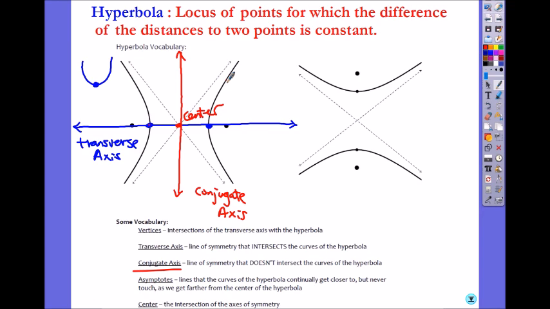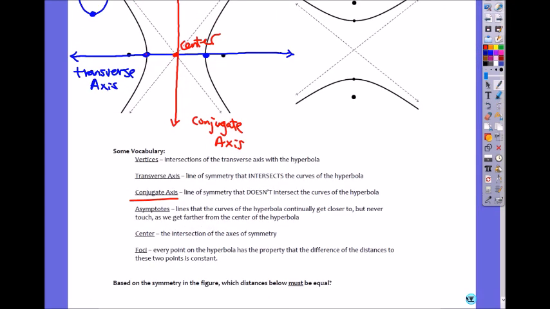And what's the center? Again, the center is where all these lines intersect. Where the asymptotes intersect, where the conjugate and transverse axis intersect. So here will be the center. Or you can also think of it as what? Right between the 2 vertices. Right in the middle.